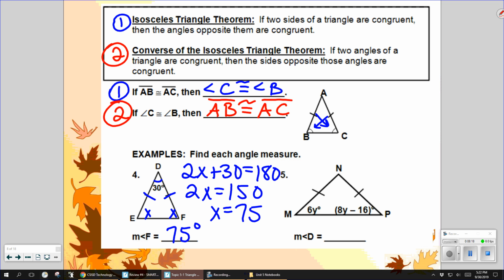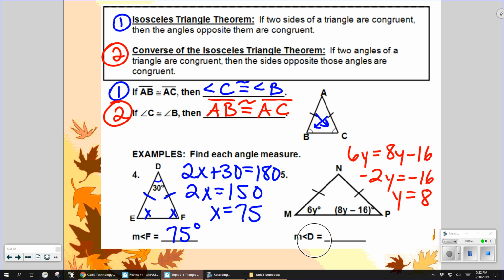All right. Number 5 is also isosceles, and we know the legs are congruent. So using the isosceles triangle theorem, we know that the base angles would be congruent. So let's set 6y equal to 8y minus 16. Subtract 8y to the left, divide by -2, we get y equals 8. But on this one, we want to know the measure of angle P. That should say P.